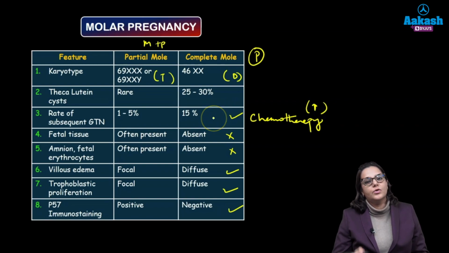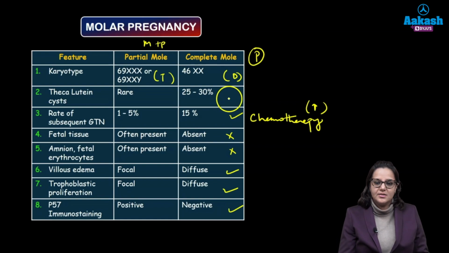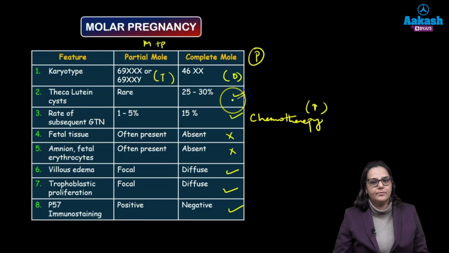Theca lutein cysts, what are those? The beta HCG levels stimulate the ovaries and make them enlarged and cystic. They are known as theca lutein cysts. Since the beta HCG level is much higher in the complete mole, the chances of forming theca lutein cysts are again much higher in the complete mole.